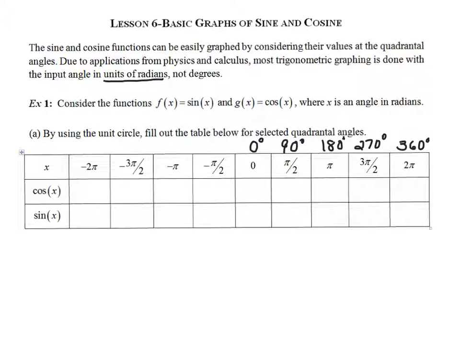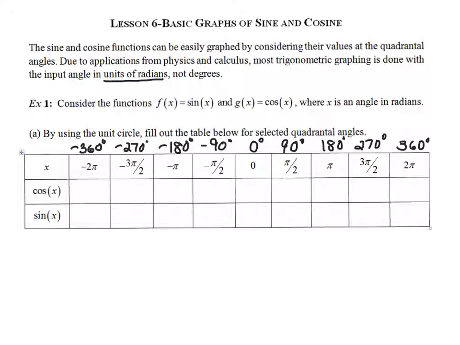Now, because we can also rotate in the negative direction, we're going to want to take a look at graphs where our x values are negative. So negative pi over 2 would be negative 90 degrees. Negative pi would be negative 180 degrees. Negative 3 pi over 2 would be negative 270 degrees. And negative 2 pi would be negative 360 degrees.